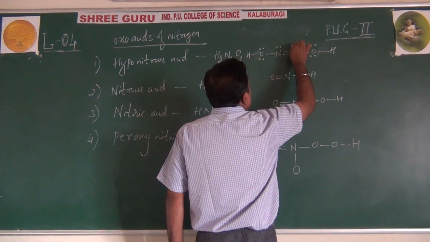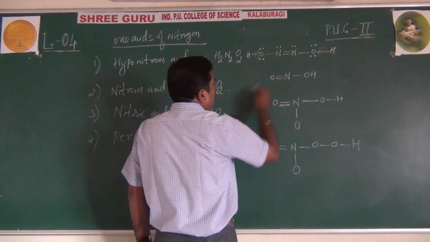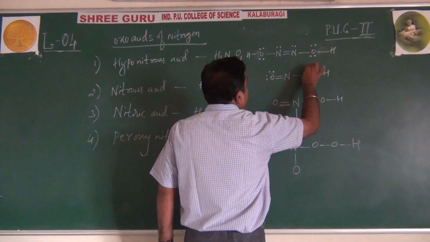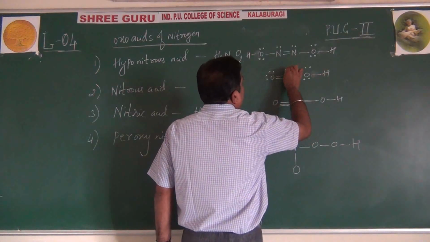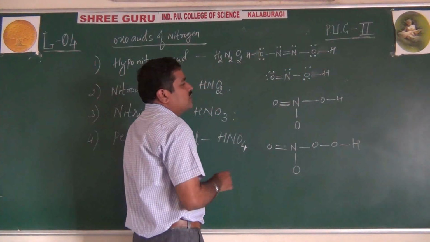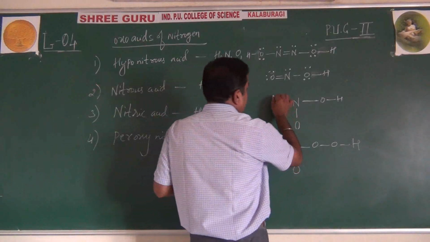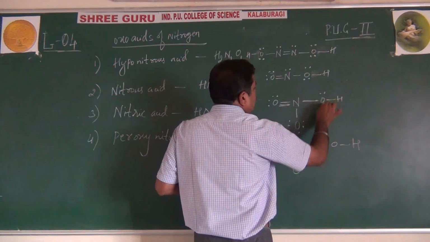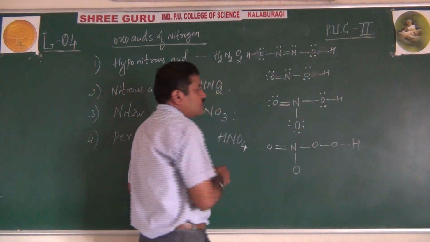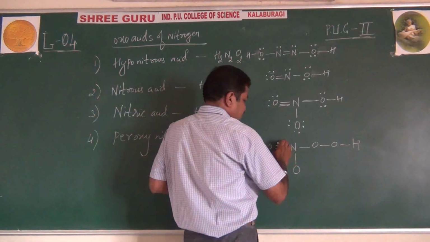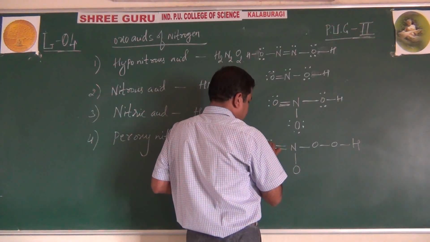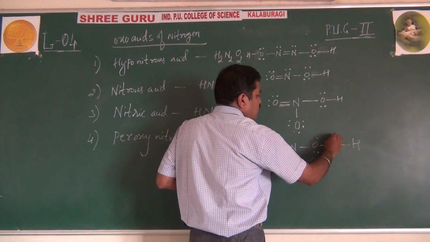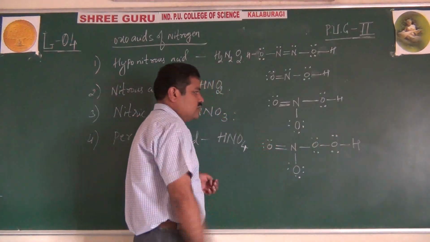That means we are having 1, 1, 1 electron. Like this here also. Here also the same thing. Counting the electrons, 2, 4, 6, 8, each atom completes its octet, and hydrogen has its duplet.